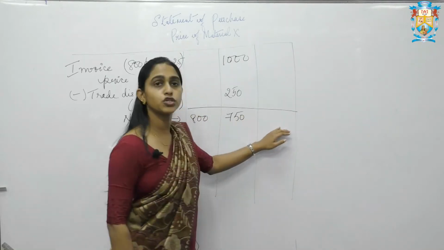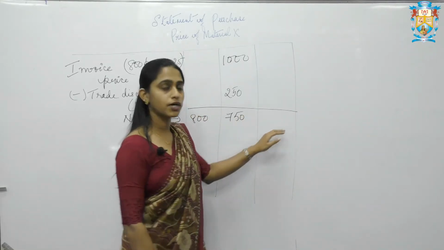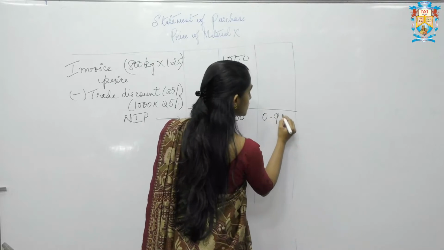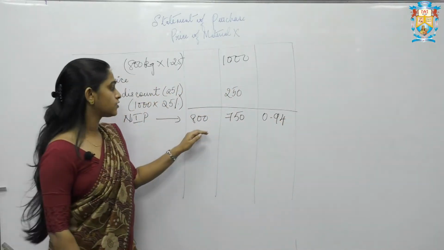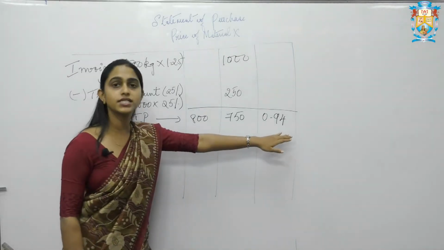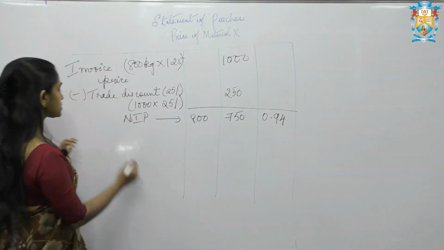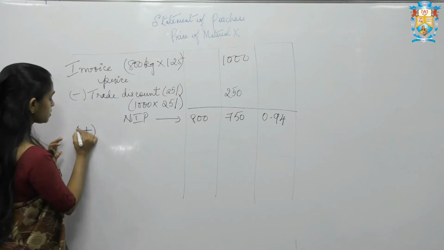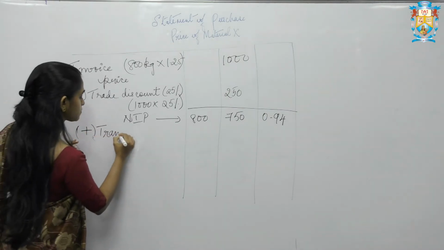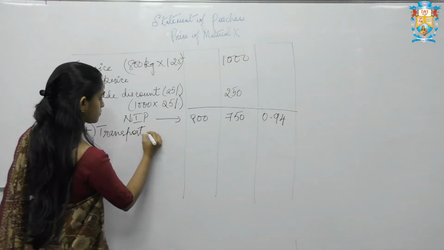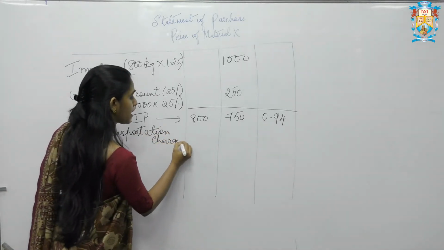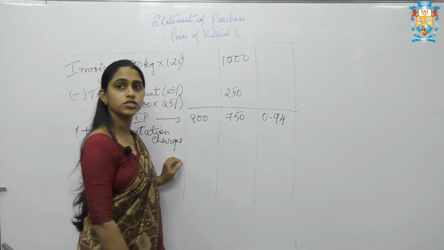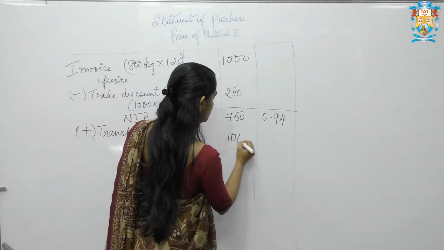And at this point, you must also write the rate per kg, that is 0.94. That is the amount 750 divided by the quantity 800, you will get 0.94. To this, we are supposed to first add the transportation charges, and the transportation charges given in the question is 100.